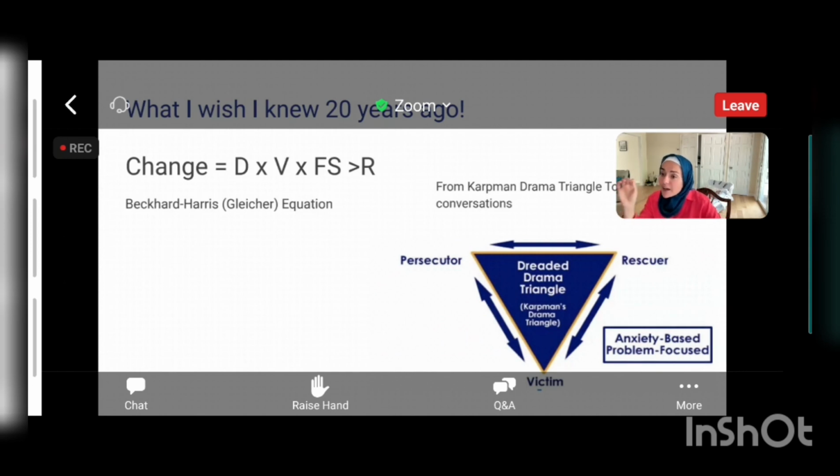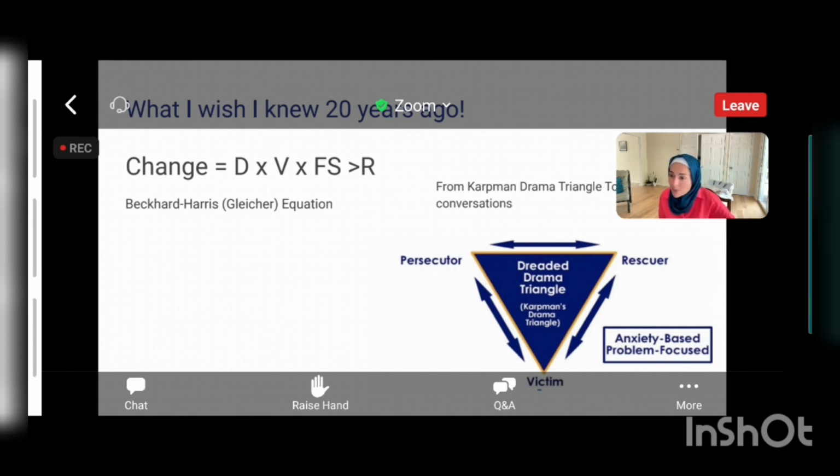And then identify first steps that you can implement fairly soon to get the momentum going, to get you closer to your goal. And all of these need to exceed the resistance to that change. What is currently getting in the way of making that change? How can you overcome these?